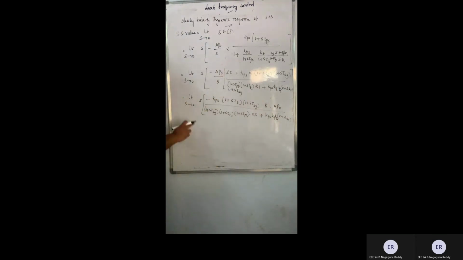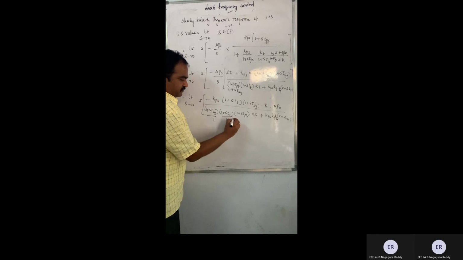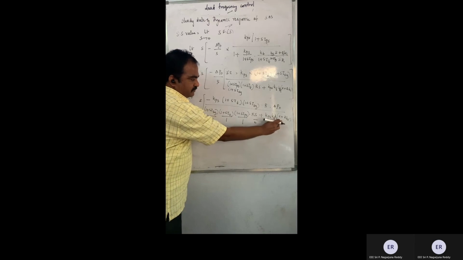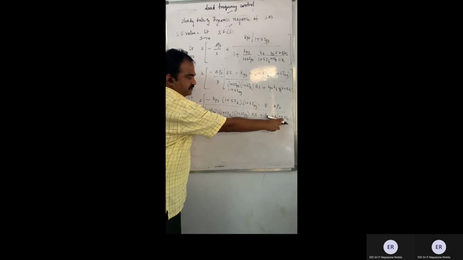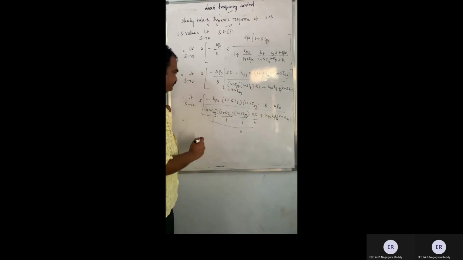So if I substitute S tends to 0, what I'll be getting here? Here, this one will become 1. This is 1. This is 1. This is 0, right? Anything into 0 is 0. Here, what I'll be getting? KPS into KT into KSG. This one will become 0, right? So 0 plus anything, this is going to be my value.